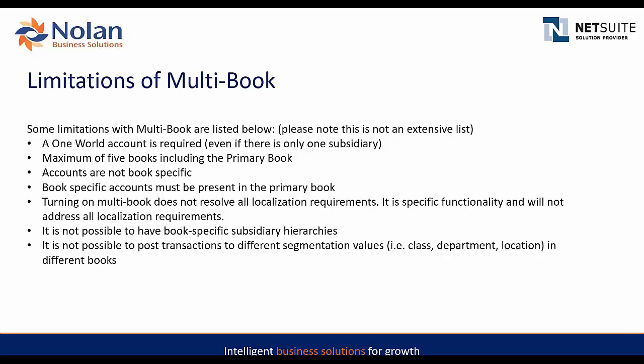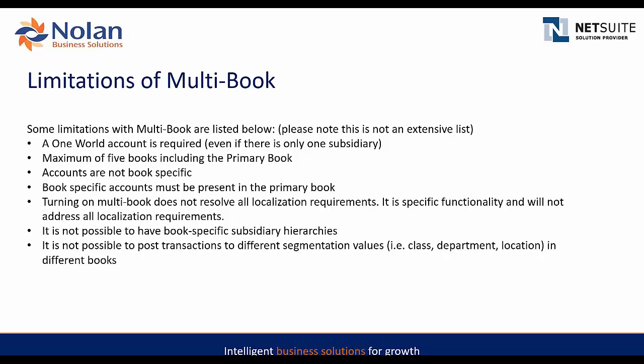So a few limitations are, firstly, a OneWorld account is required. Even if at the moment you only have one subsidiary, if you do not have a NetSuite OneWorld account, you have to have a OneWorld account to enable Multibook. A maximum of 5 books, including the primary book. As I said, it's not possible to have more than 5 books.